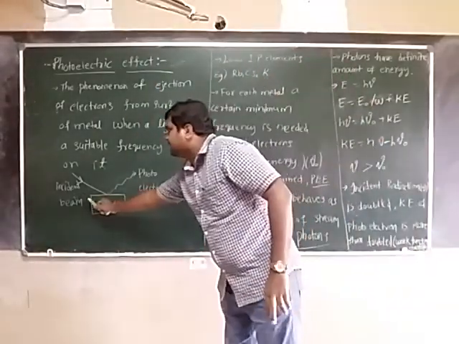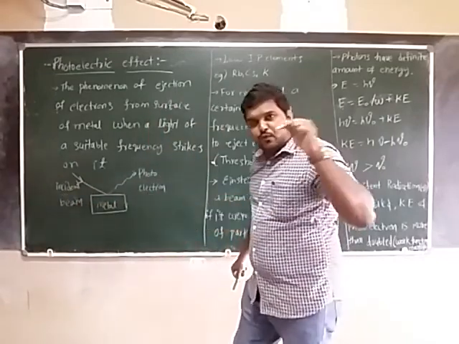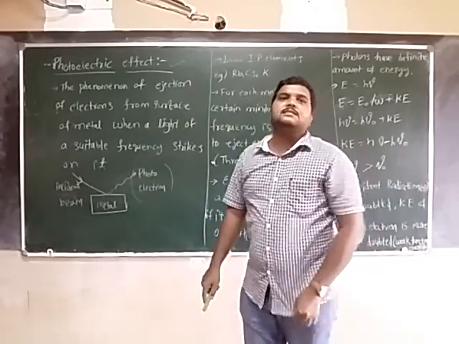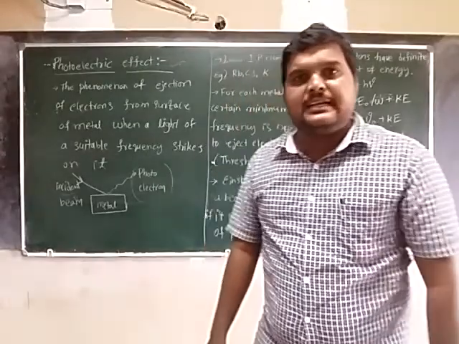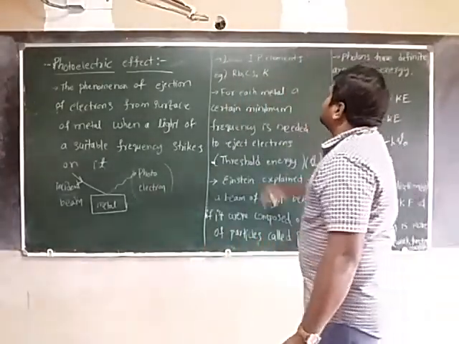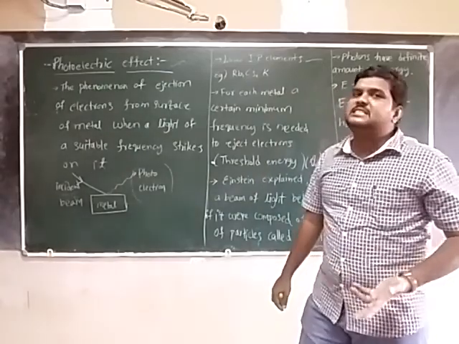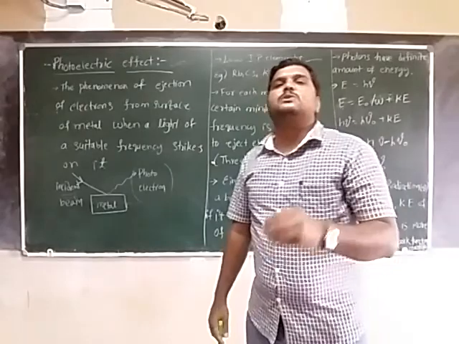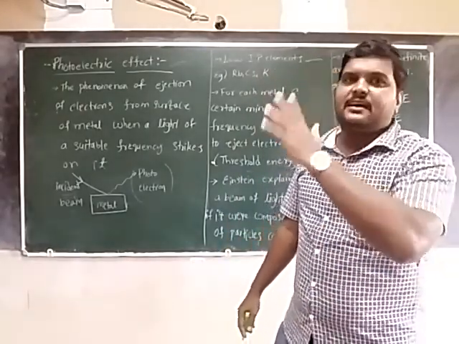Here the metal is there. This is the incident beam, which we are focusing on the metal surface. The electron is released, and these electrons are called photoelectrons. Low ionization potential elements like potassium, rubidium and cesium have the lowest ionization potential, so minimum frequency is required to eject the electrons.